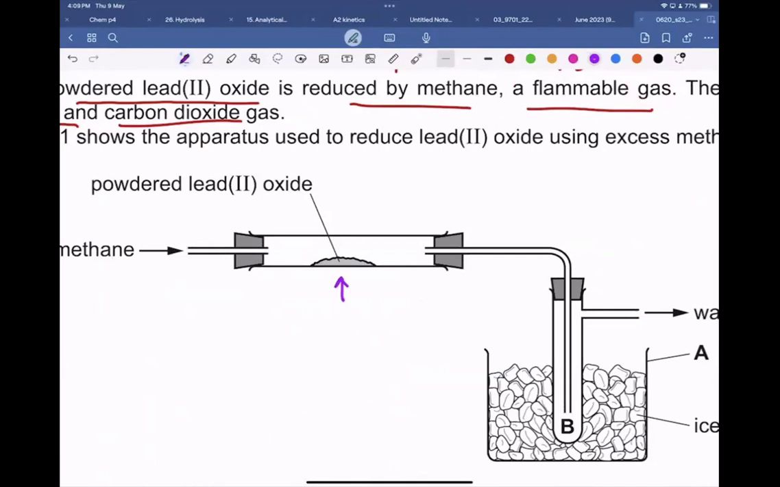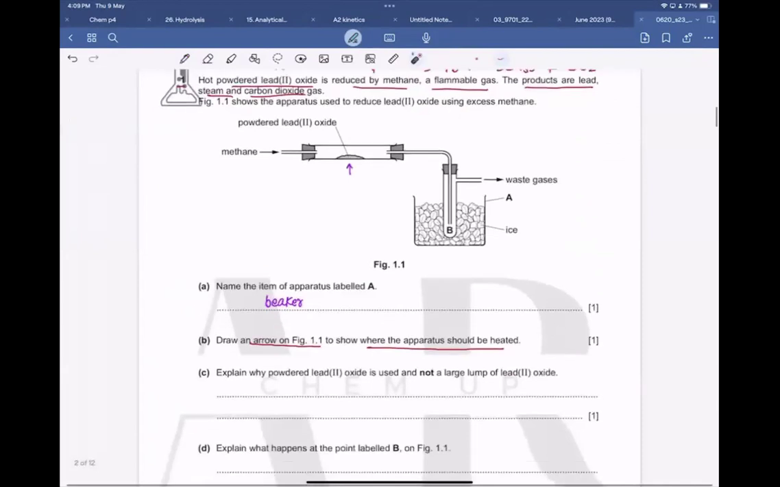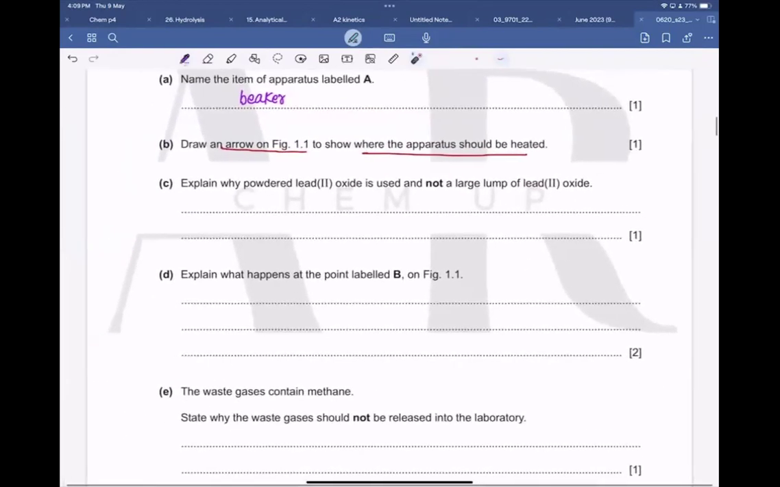Flammable means that it catches fire, Shaya. Okay. So this area must be heated. So when the gas comes in contact with the hot lead-2 oxide, the reaction occurs readily. Okay. Now, next part. Explain why powdered lead-2 oxide is used, not a large lump of lead-2 oxide.